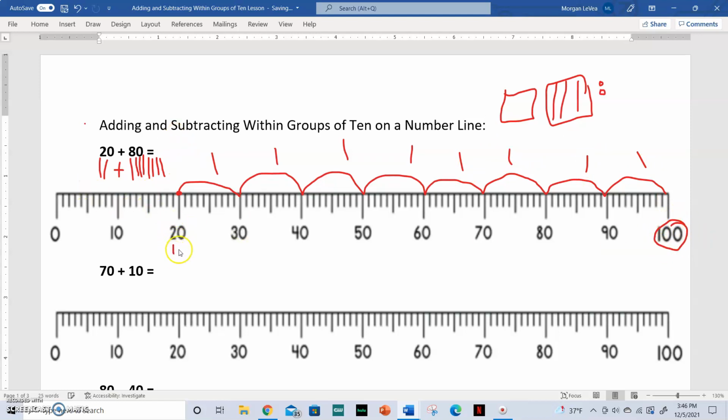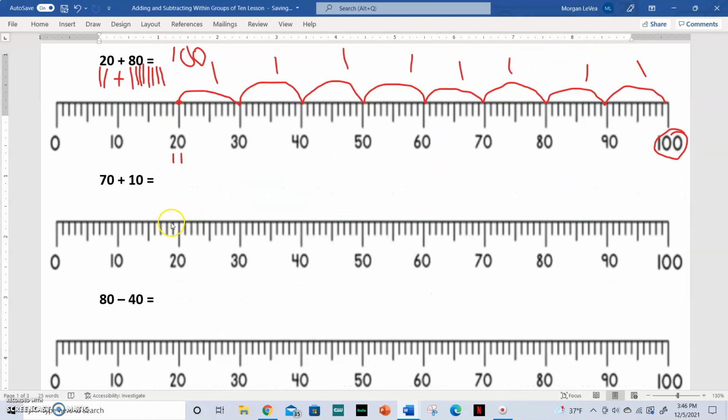Since we started out with two groups of 10 at 20, and then we added 8 to them, we had 100. Let's count to see if we were right. 1, 2, 3, 4, 5, 6, 7, 8, 9, 10. 10 groups of 10 is 100. Let's check our old way of doing it as well to see if that's also correct. 1, 2, 3, 4, 5, 6, 7, 8, 9, 10 groups of 10. That's 100.